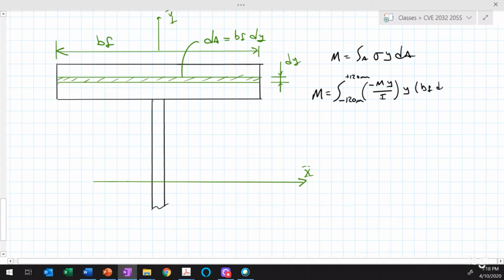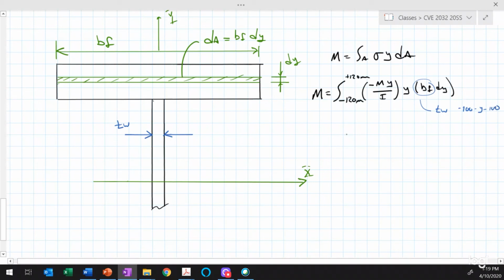times dy. Now, I should note that this value of b sub f actually changes if we're in the web of the cross-section. Then that wouldn't be b sub f anymore. That would actually be t sub w, the thickness of the web. So that would be t sub w for y equals minus 100 to 100. But it turns out that I'm not interested in that, really.